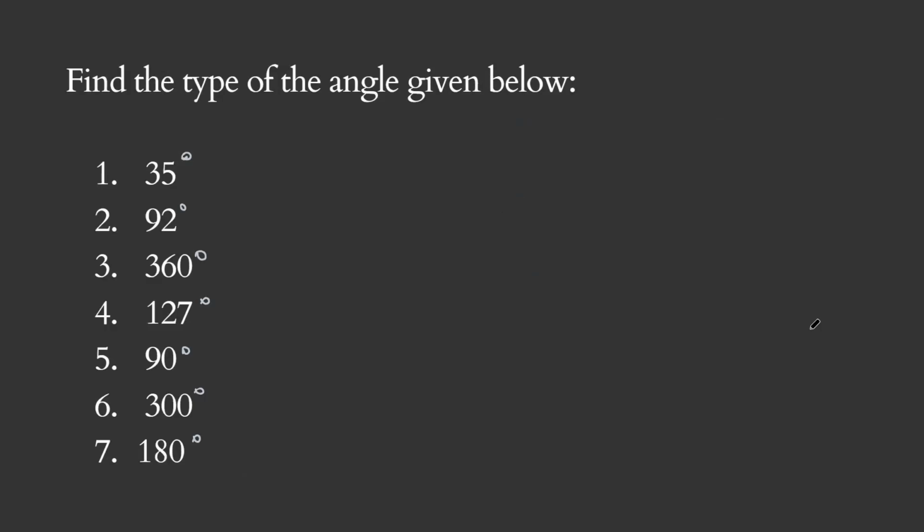Now we will see what these types of angles are. What is 35 degrees? That is lesser than 90, so that is an acute angle. 90.